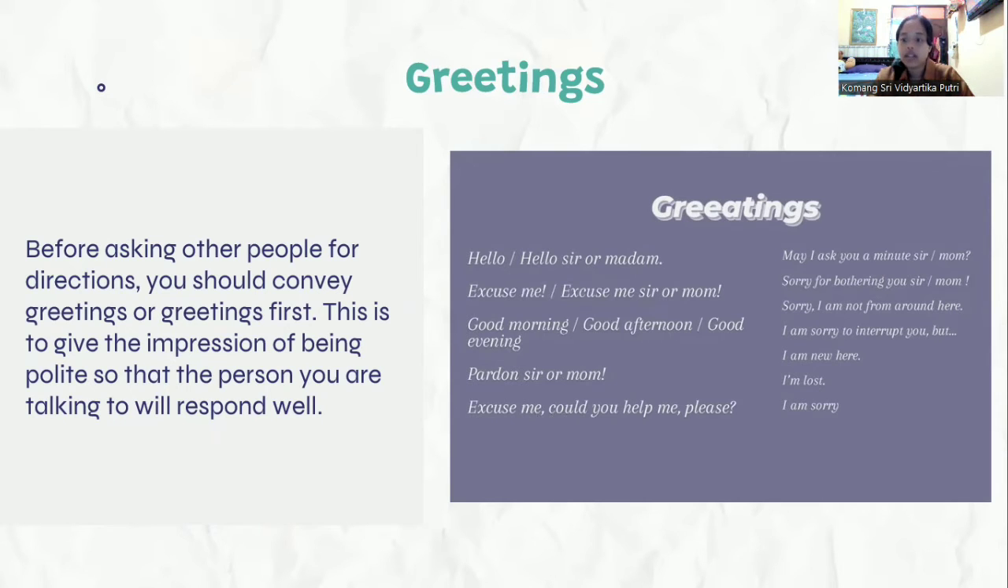Sorry, I'm not around here. I'm not from around here. I'm sorry to interrupt you but... I'm new here, I'm lost, and I'm sorry. Those are the expressions of greeting that you can use for asking the direction. That is for greeting before you ask the direction first. You have to greet, and that is important.